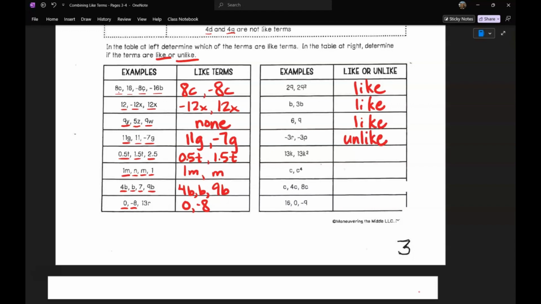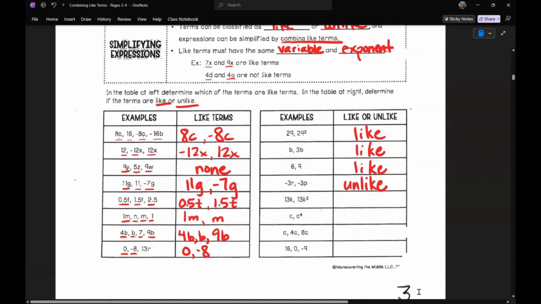All right, one more. 13k and 13k squared. They do have the same variable, but remember there was a second part of our rule. They also have to have the same exponent. These have different exponents. The first one has an exponent of 1, even though we don't write it in, and the second one has an exponent of 2, so they're actually unlike.